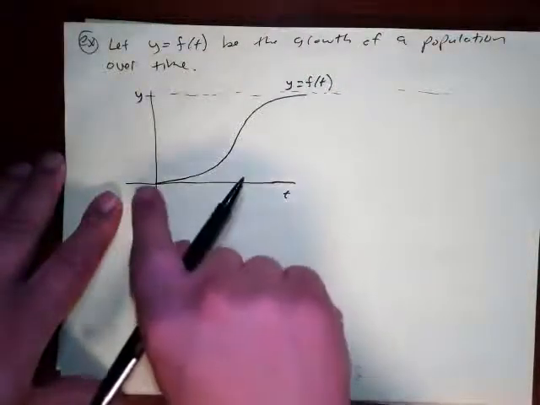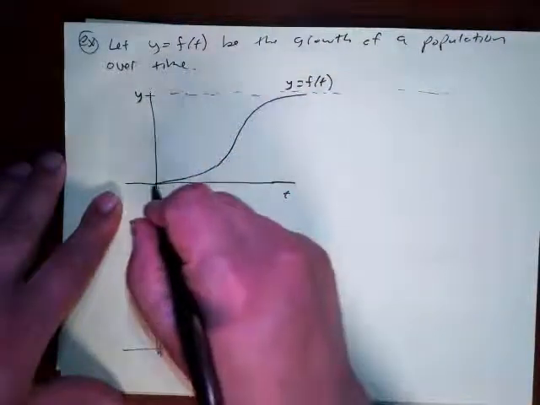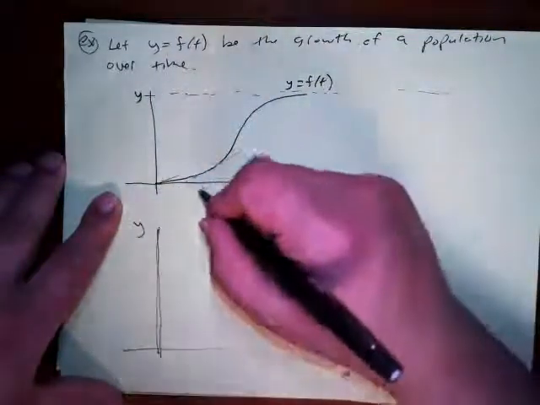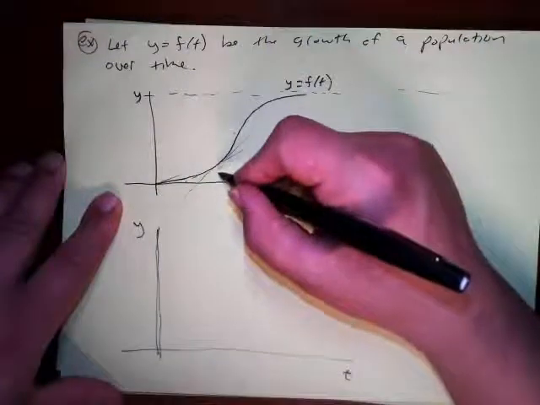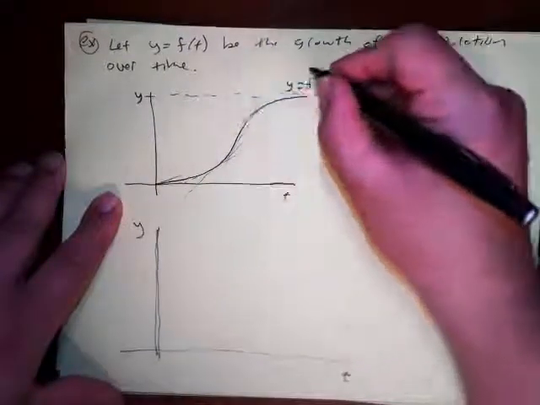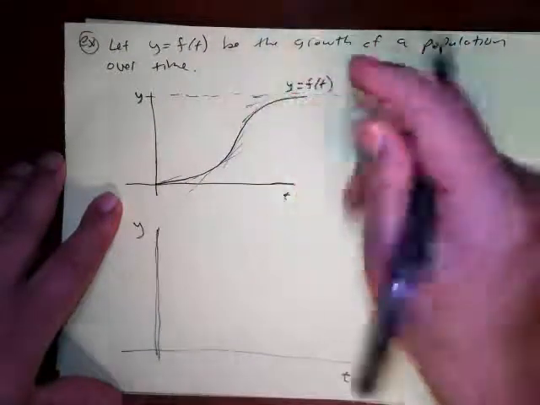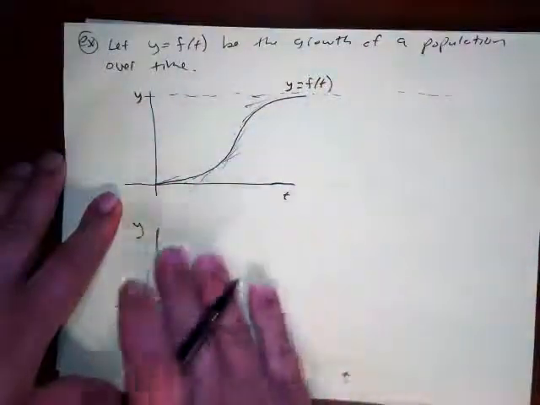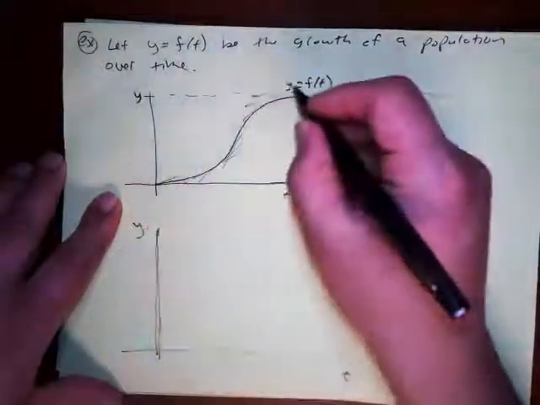Okay? And in fact, the population is always increasing, right? These slopes are always positive slopes. Okay? So this graph is always above the axis. The graphs are always positive.